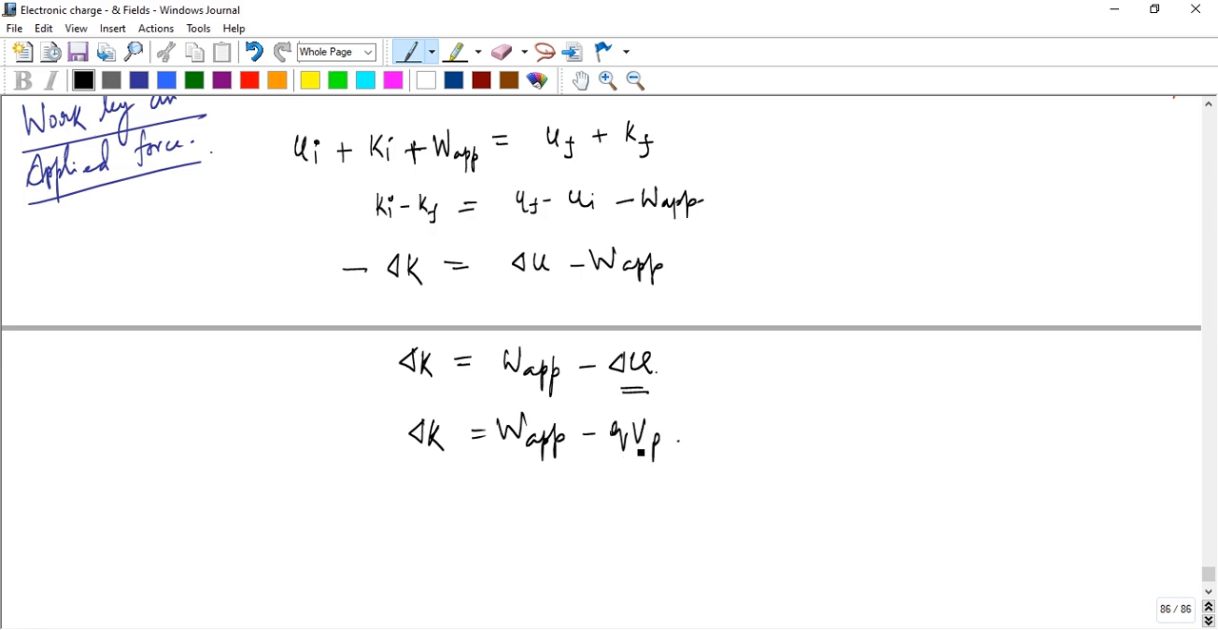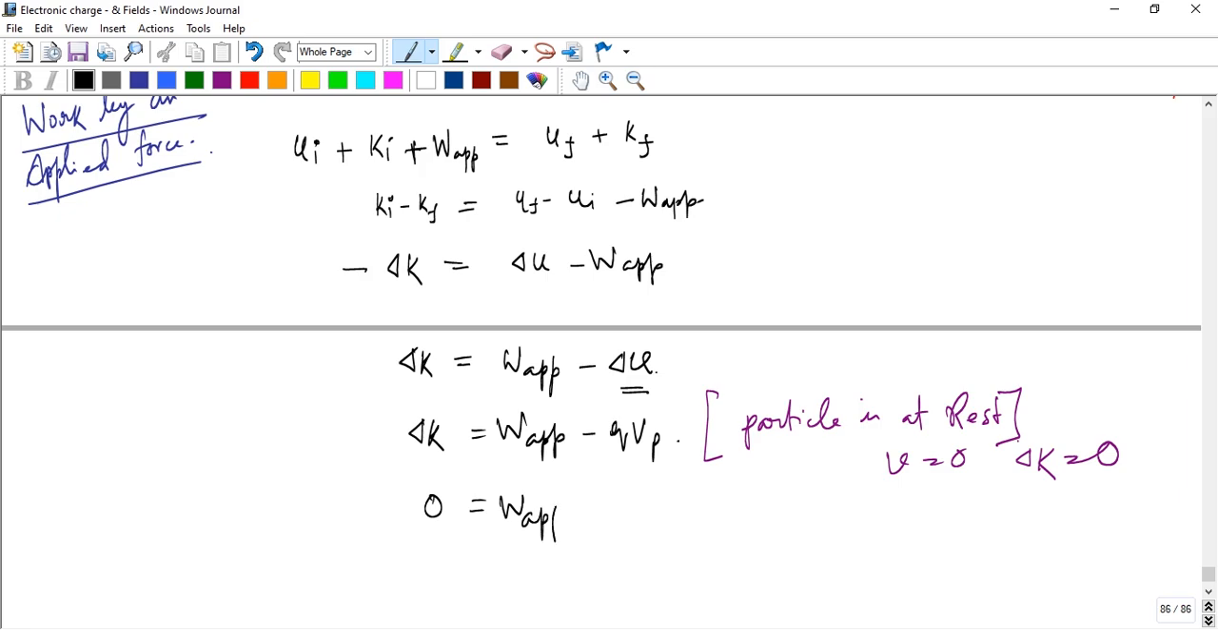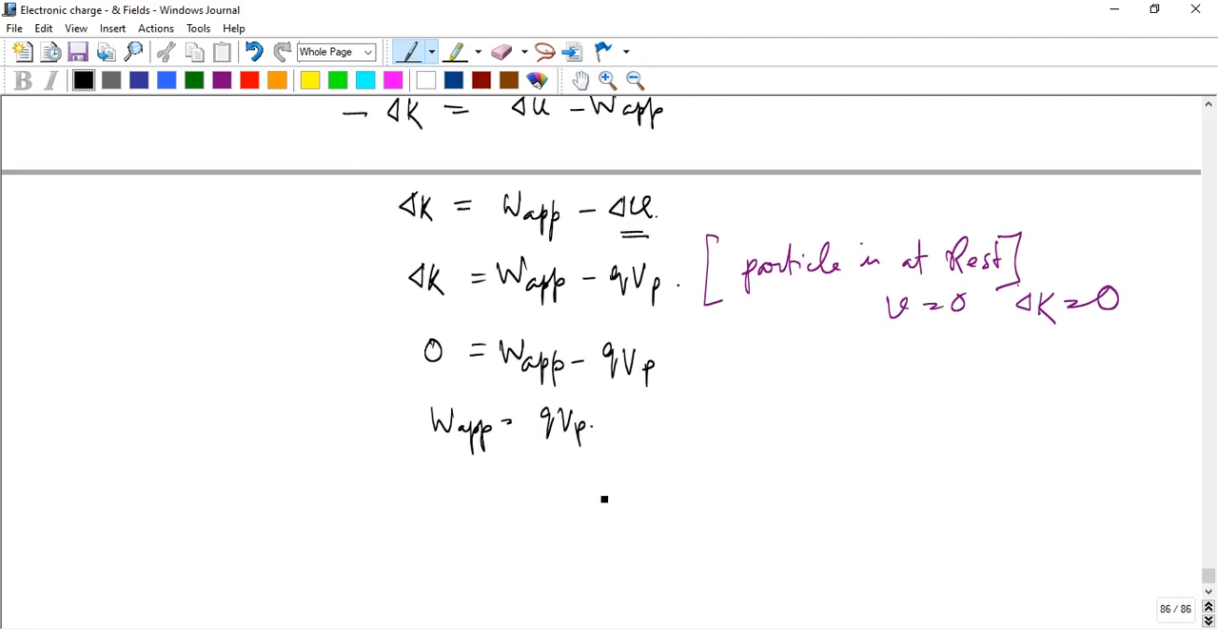Suppose the particle is at rest or stationary. So the velocity is equal to 0. If velocity is 0, delta K is obviously 0 because K is equal to half mv squared. So 0 equals W applied minus QVP. That is, W applied equals QVP, when the particle is at rest.